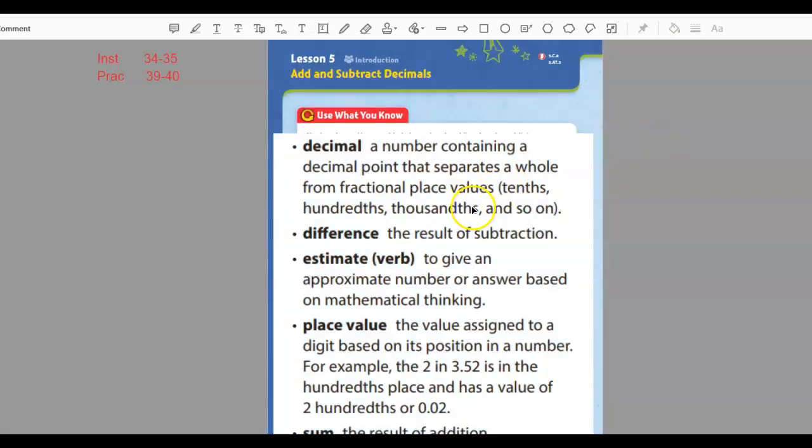Before we begin, we need to look at our vocabulary words for this week. Decimal, a number that contains a decimal point that separates a whole from a part. So over here, if I wrote 4.99, then we know that this is a decimal number. This right here is a decimal, so we call this a decimal number.